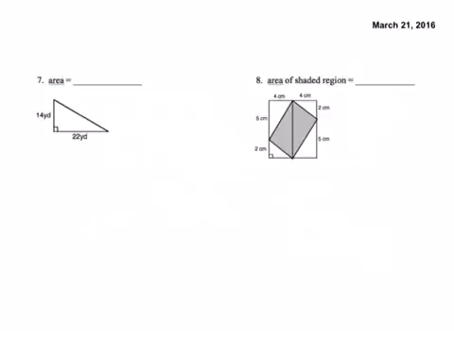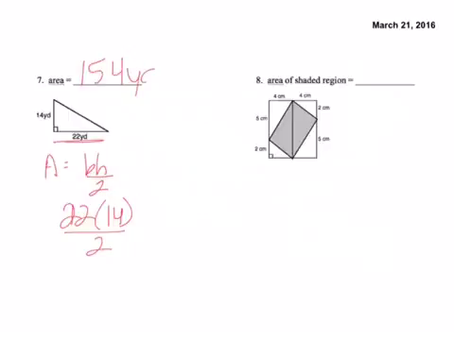Okay, number 7. If I want to find the area of a triangle, I'm going to take base times height divided by 2, or you can say half the base times the height. So my base is 22. My height is 14, and I divide that by 2. So just put in my calculator, and I get 154 yards squared.